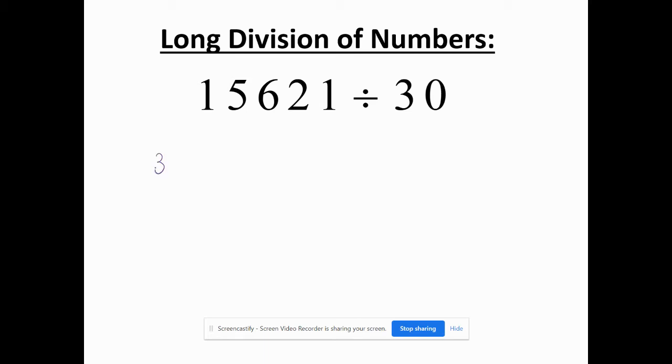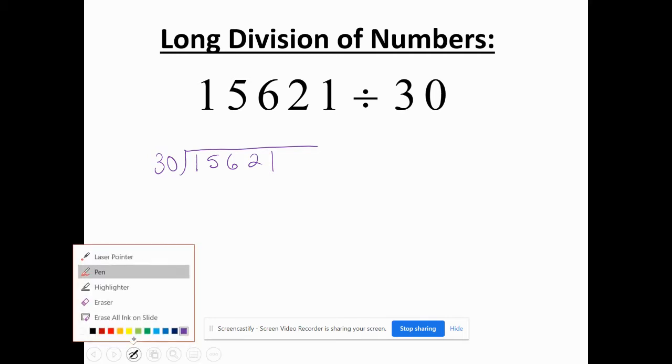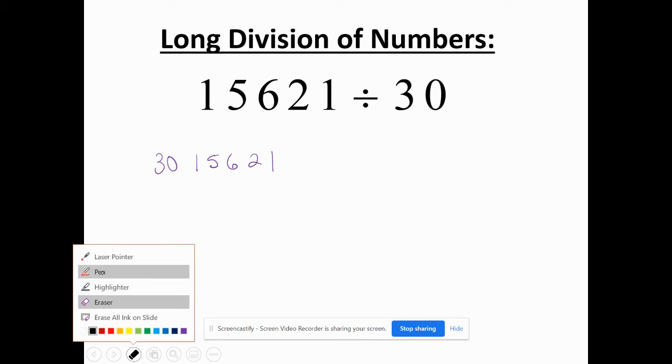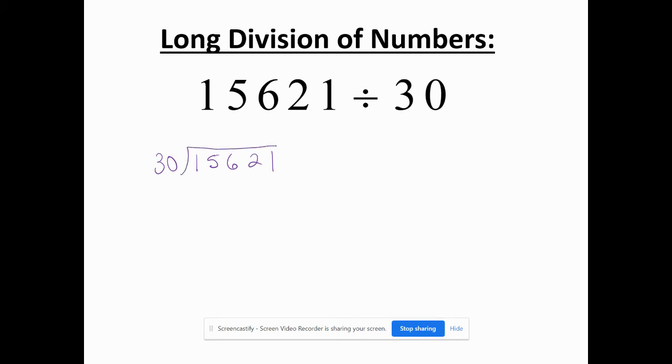I have had students over the years tell me that they've never learned how to do long division, which is fine. So if that's you, know that here's your opportunity to learn something new. Okay, so let's talk about what in the heck do we do here.